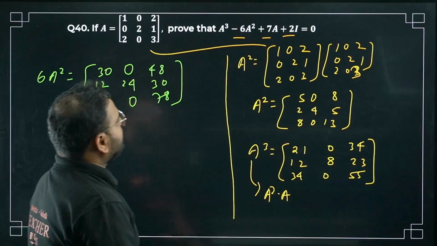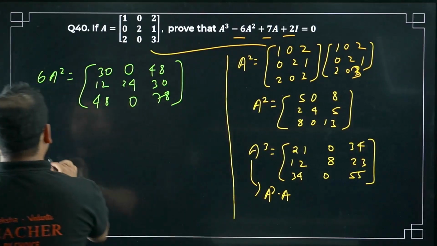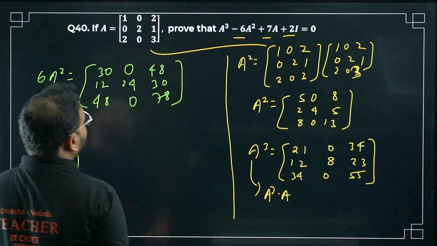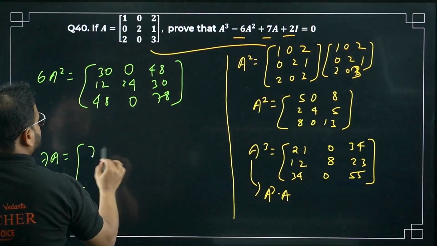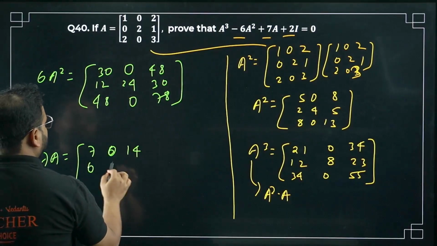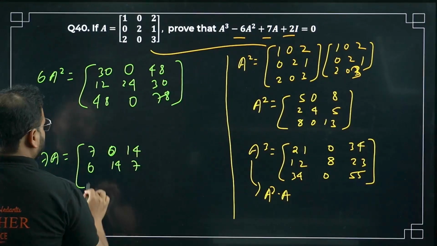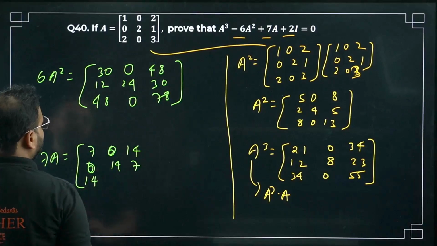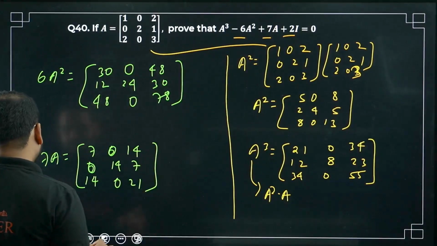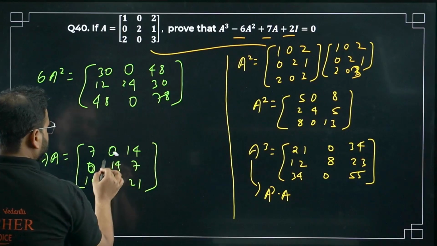This is alright. We now also need 7A as well. Let's find 7A over here. 7 times 1 is 7, 0, 14, 0, 14, and 7, 14, please check, 14, 0 and 21. Alright, this is clear.